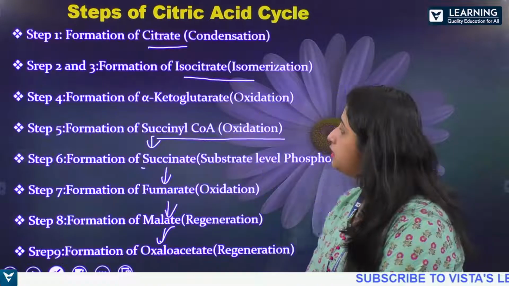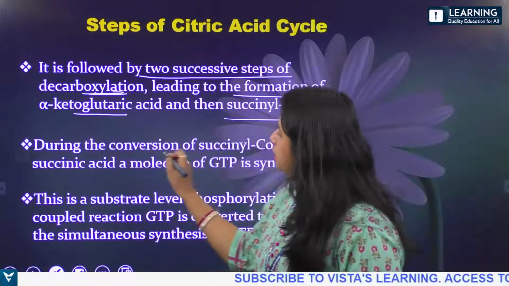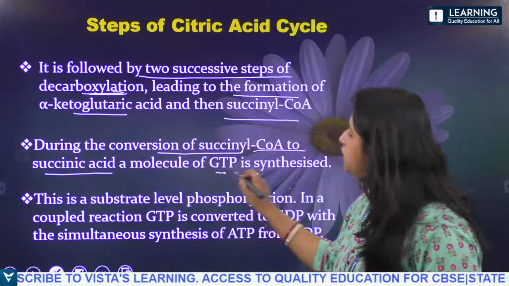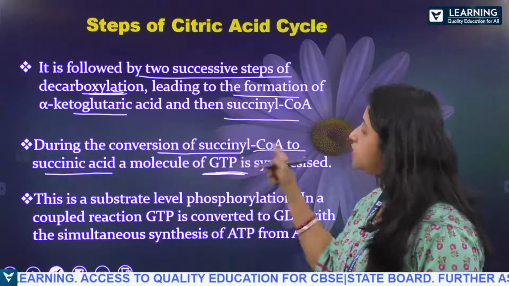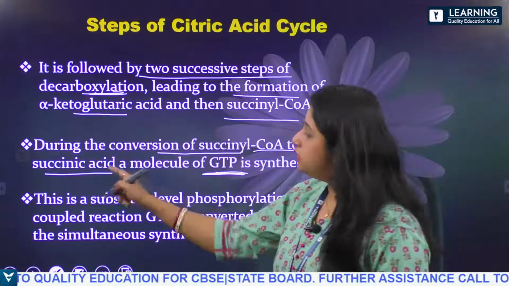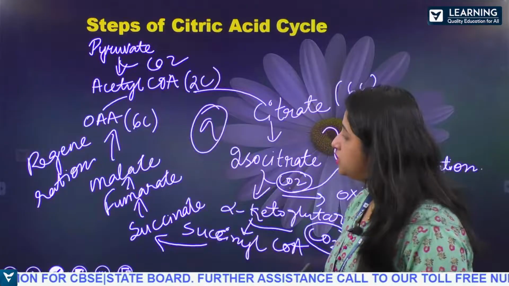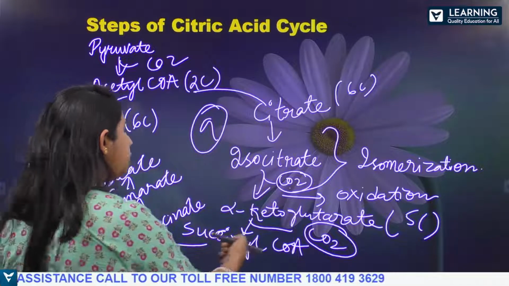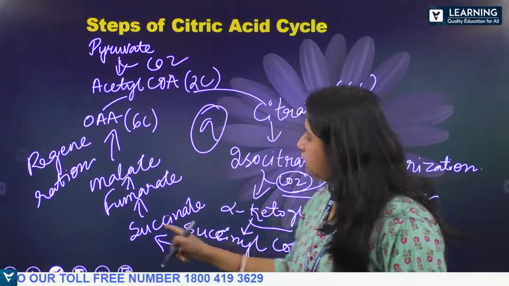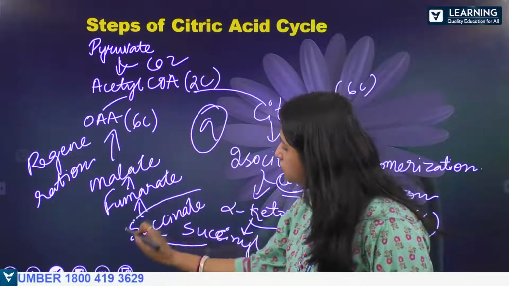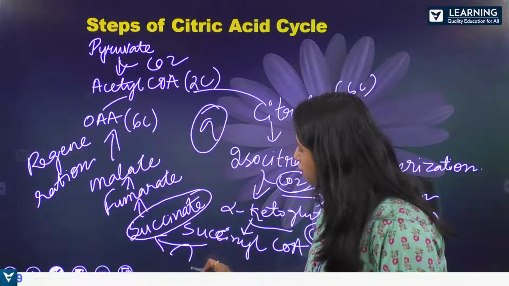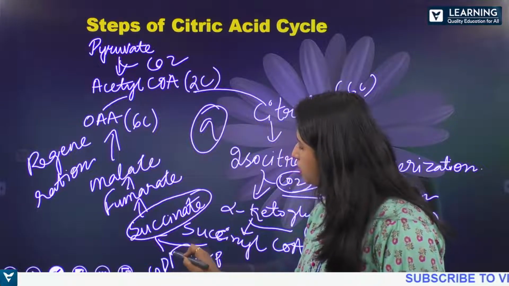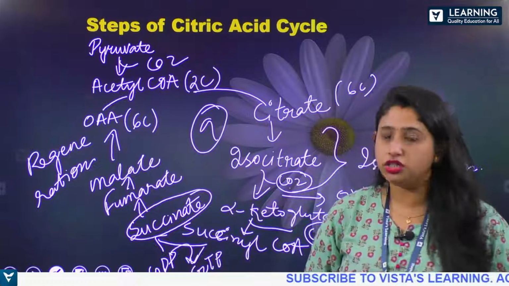Next, what happens? During the conversion of succinyl coenzyme A to succinic acid, a molecule of GTP is synthesized. So when succinyl coenzyme A is converted into succinic acid, in this step a GTP molecule is being released. So this is succinyl coenzyme A, right? It is getting converted into succinate. So during this process, what is being formed? GTP is being formed from GDP.